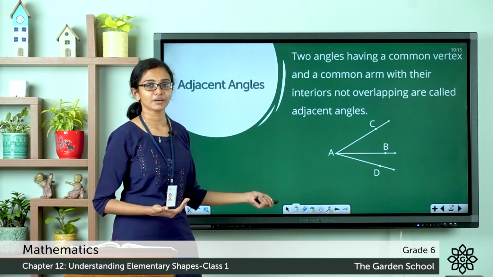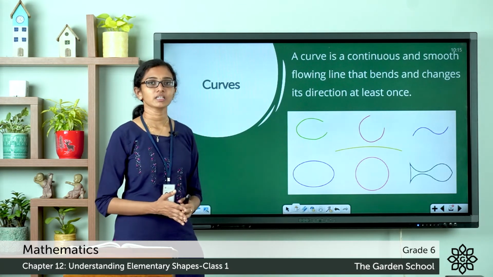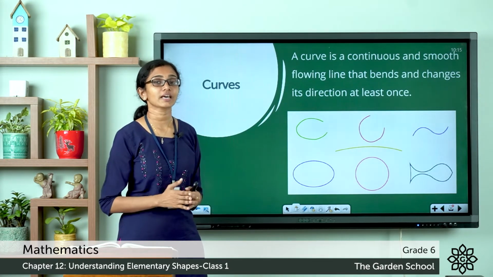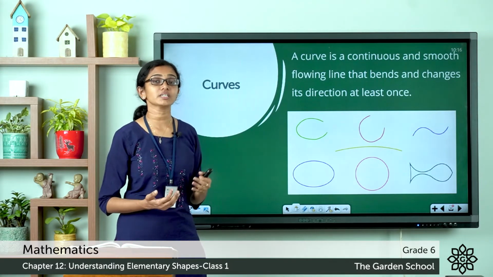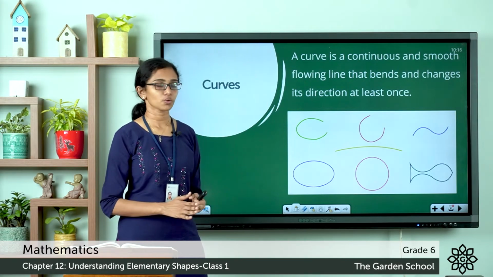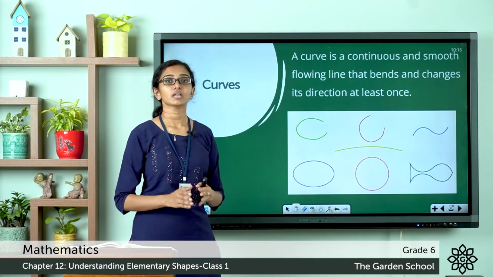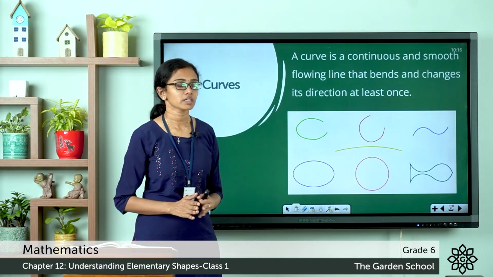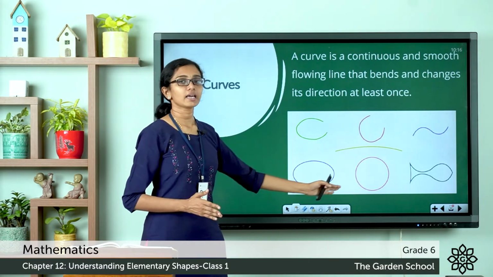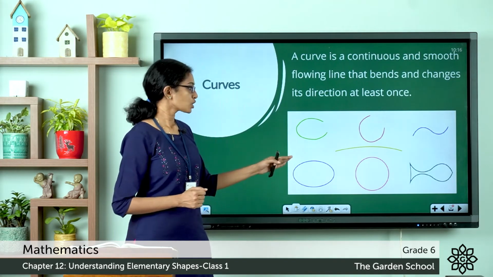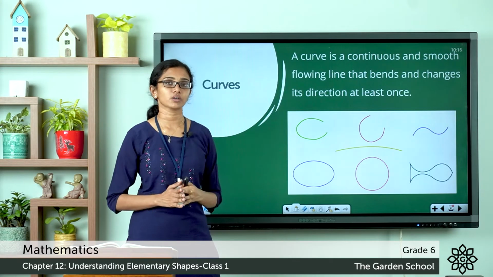Now let's talk about curves. So what are curves? A curve is a continuous and smooth flowing line, and a curve may bend or change its direction at least once. Here you can see a few examples of curves, and you see a curve can be open or closed. These are examples of open curves. They start at one point and they stop or end at some other point. These are examples of closed curves, which means they start and end at the same point. Hence, closed curves enclose an area within, whereas open curves do not enclose an area within.